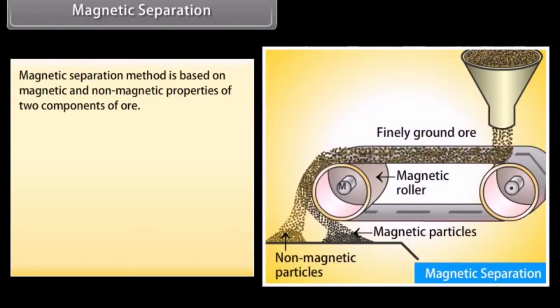Magnetic separation. The magnetic separation method is based on the magnetic and non-magnetic properties of the two components of the ore.